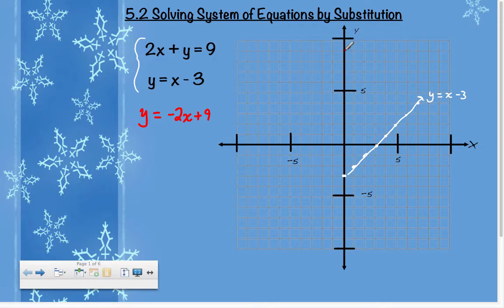I'm going to start here at 9, down 2 over 1, down 2 over 1, down 2 over 1, down 2 over 1, and look where we cross. We found out that our answer was (4, 1). Now I did that on purpose because I want to show you that we are now going to learn how to solve this by substitution, and we will get the same answer.